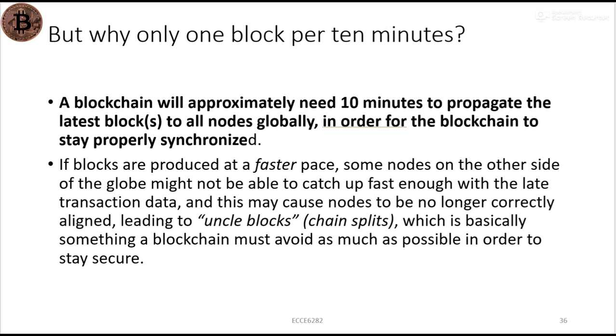Okay, what happens if blocks are produced faster, before 10 minutes? Then what will happen as a result? Some nodes on one side of the globe may not be able to catch up with the latest transaction data, because some nodes will have one copy of the block and some others another, and it takes time to travel to the nodes on the other part of the world. So it takes time to propagate it, and if we generate faster, then all nodes will not have the same data. Some have some other transaction data, and it generates an uncle block. What is an uncle block? It is called a chain split, which is basically something blockchain wants to avoid at any level, to keep the blockchain data consistent and secure.